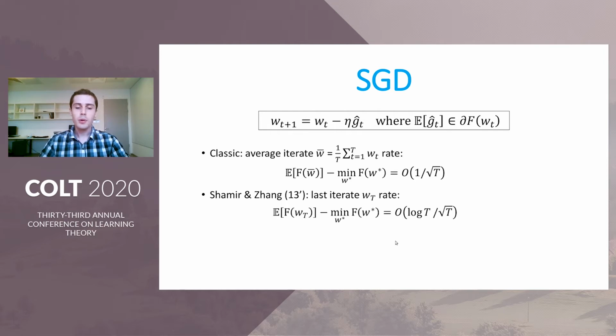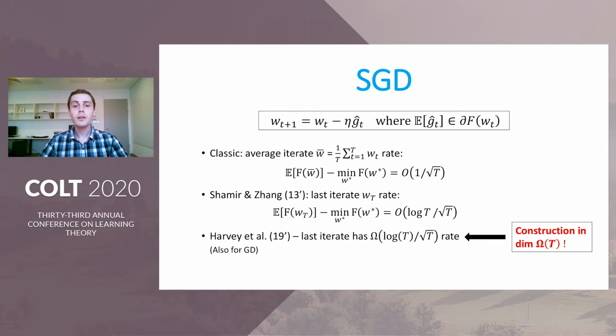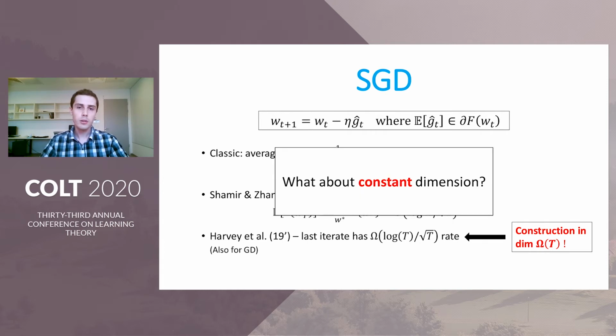Well, Shamir and Zhang showed that the last iterate has a suboptimality of a log t factor compared to the average rate. And later on, Harvey et al. showed a construction with a lower bound of the same log t factor. What's interesting about that construction is that the domain is required to have at least t dimensions. This raises the question: what happens if we do SGD on a constant dimension problem?